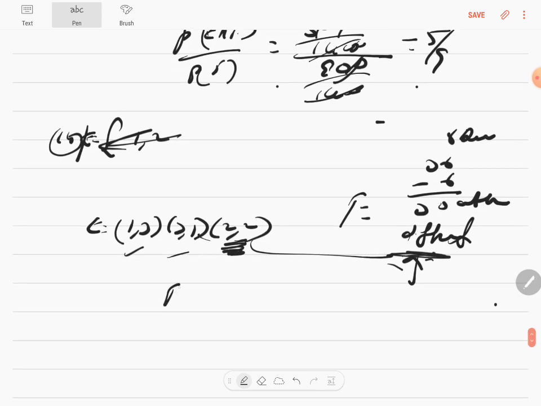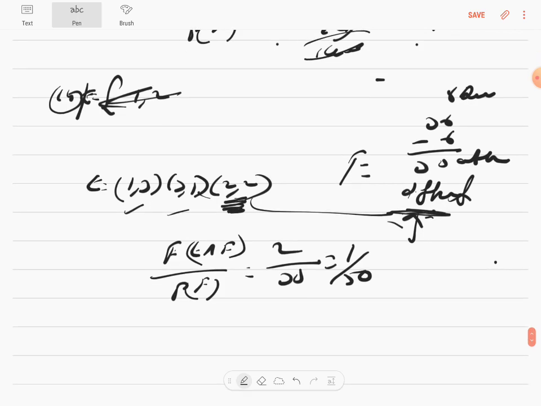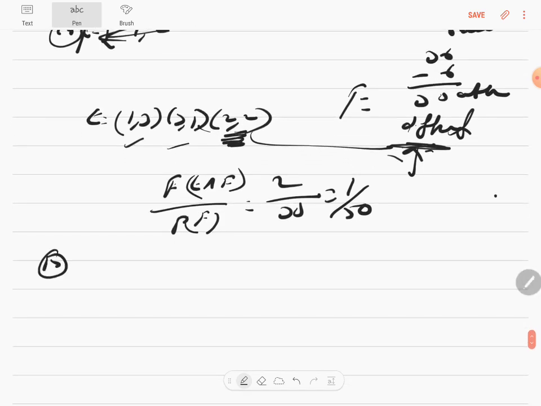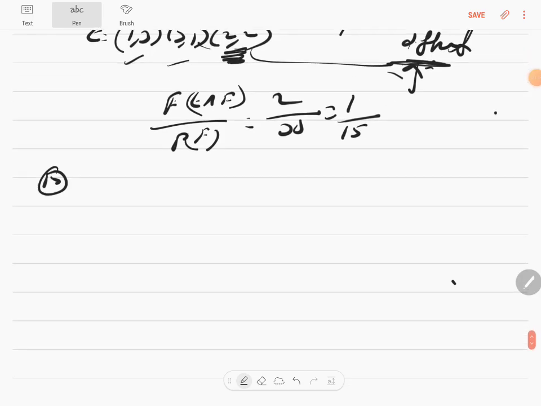So P of E intersection F by P of F will have two things intersecting, out of F, which itself has 30. I want to know the answer for this sum. Just check now, the 14th one. Yeah, so it's 1 by 15, sorry. We are doing correctly. Okay, so far so good. Let's go to the next question.